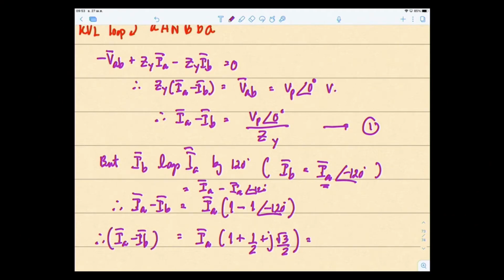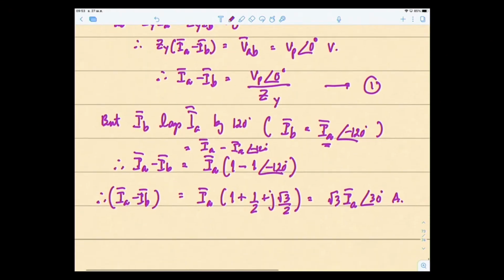Equal to root 3 IA angle 30 degrees. So that's that, right? So now we have two expressions, right? One with IA minus IB equal to this, and from equation number 1 we also have IA minus IB equal to this, V phase over ZY. So therefore we equate them together.